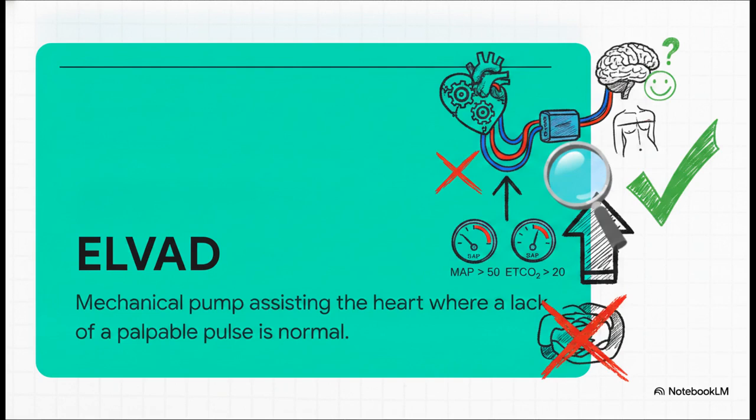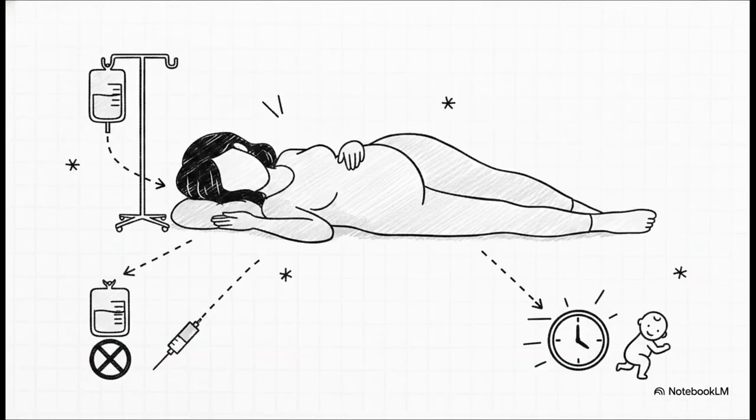Do not do chest compressions. Hunt for another cause for their unresponsiveness. You only start compressions if that perfusion is inadequate. Our second special case is cardiac arrest in pregnancy, where you're literally treating 2 patients at once.